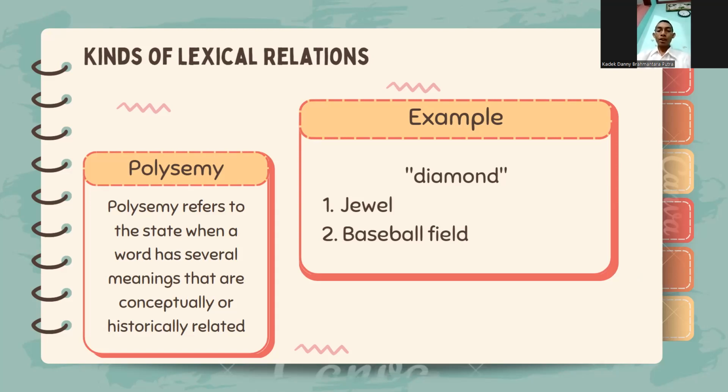Okay. In polysemy, sorry, in the example, the different meanings can have a conceptual relationship, but the specific meanings are different. Well, in polysemy, understanding the meaning of a word depends on the context of the sentence or the situation in which the word is used. Okay. Next.